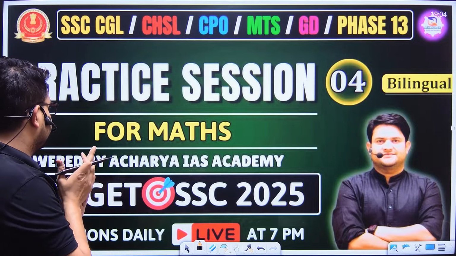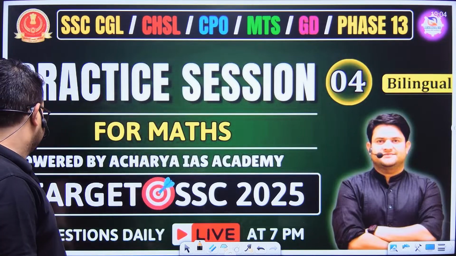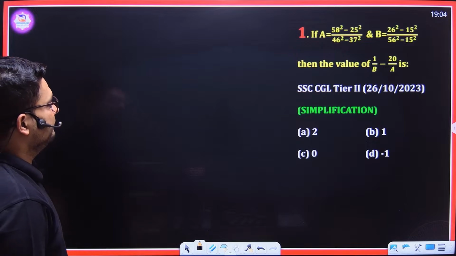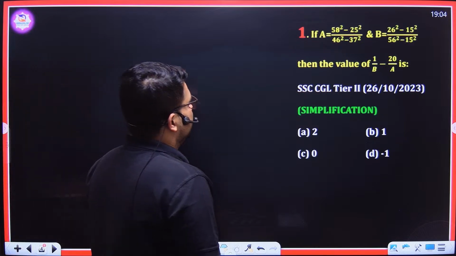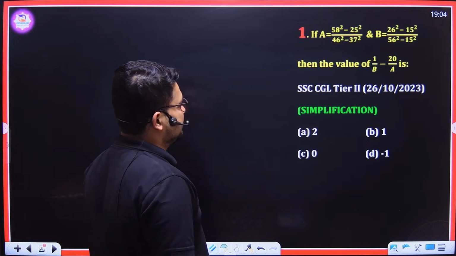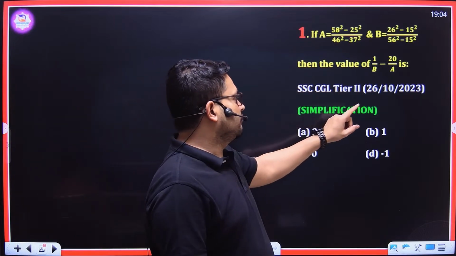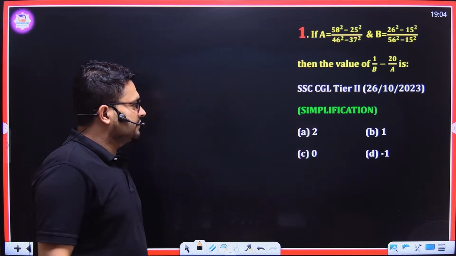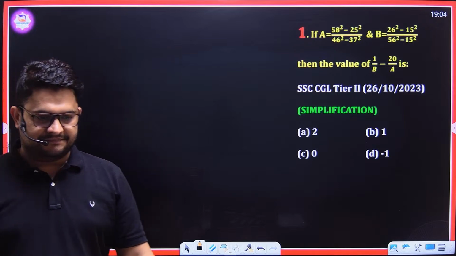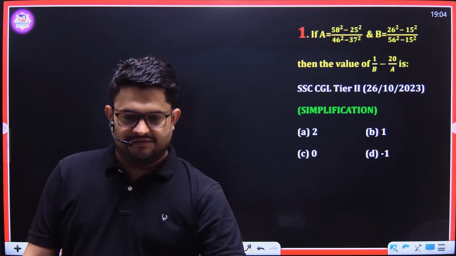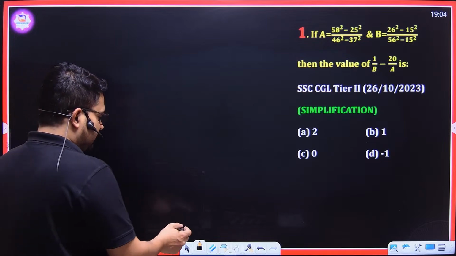So today is our session number 4. So now what do we have? We have question number one. The question was asked by SSC in the previous year Tier 2, on 26th of October 2023. And the question is of simplification. So try to solve this question and answer it.